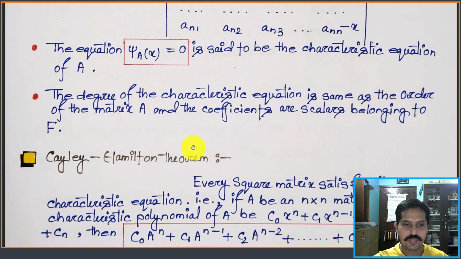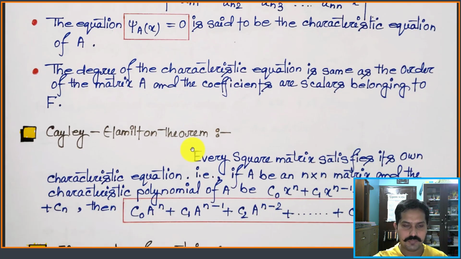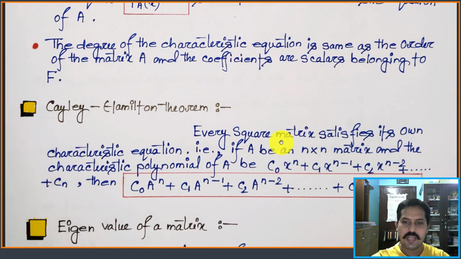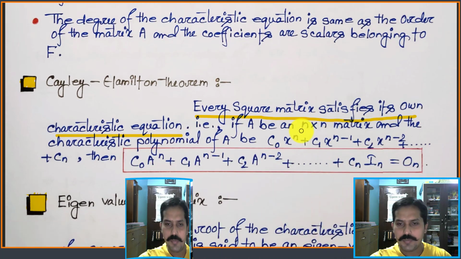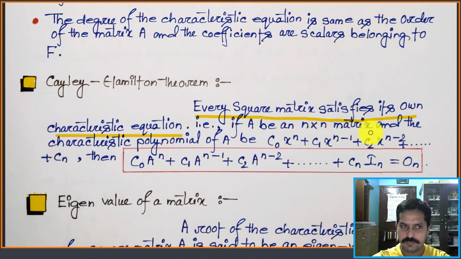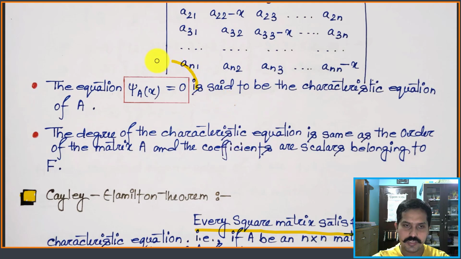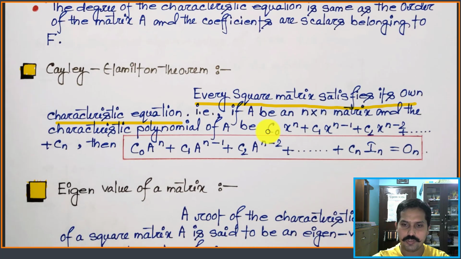Now come to the very important topic, that is Cayley-Hamilton theorem. What does Cayley-Hamilton theorem state? It states that every square matrix satisfies its own characteristic equation. Okay, if capital A be an n by n matrix and the characteristic polynomial of capital A, after simplification, will be like this: c0 x to the power n plus c1 x to the power n minus 1 plus c2 x to the power n minus 2 plus dot dot dot plus cn, that equals 0.